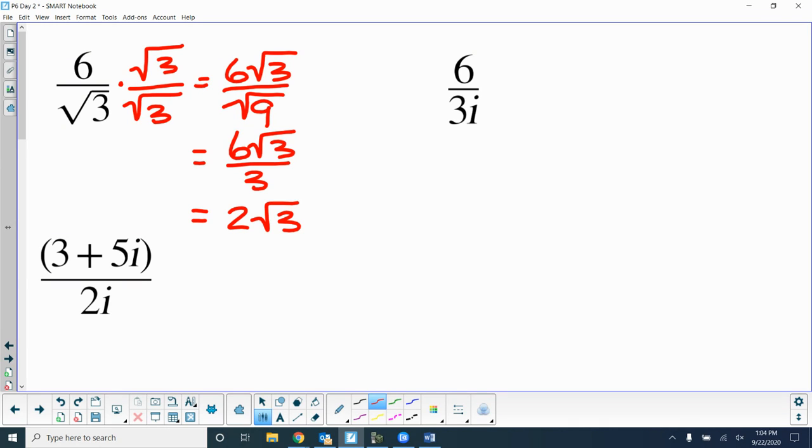We've done that already this year, haven't we? Okay. Well, this is the same type of problem. Because what did we say the square root of negative 1 was yesterday?